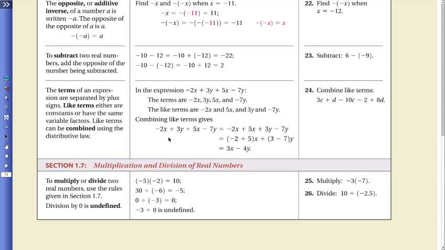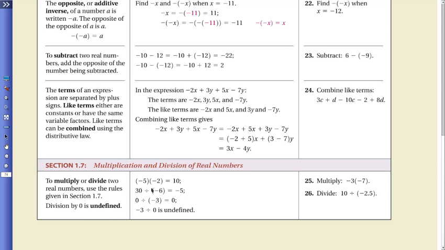And then like terms can be combined, which is using the distributive property and factoring to do that. Then multiplication and division of real numbers, and then there's that division is undefined by 0.